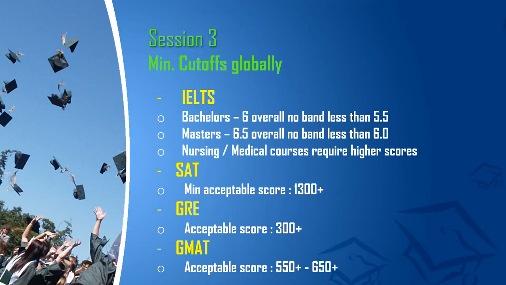Now, SAT, the minimum acceptable score is 1300 plus if you want to get into a decent university. But you can start with 1180 or 1200 plus to give you an admit. GRE, it should be 300 plus out of 340. And GMAT, 550 to 650 plus out of 800.